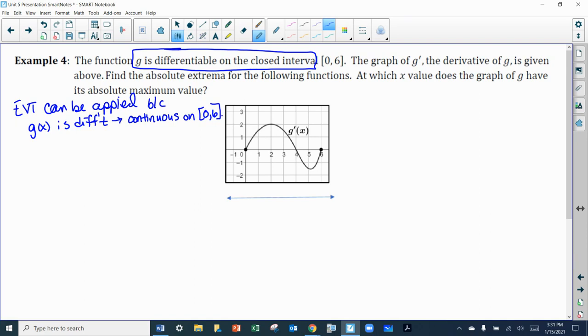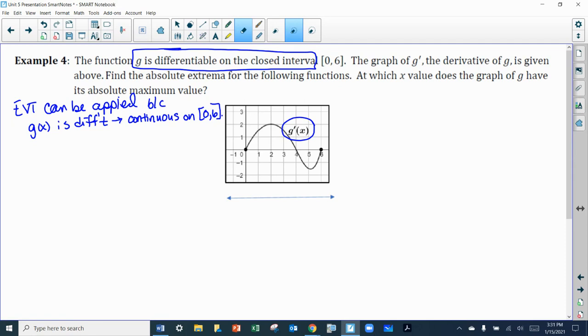The graph g prime, the derivative of g, is given. Find the absolute extrema for the following functions. At which x does the graph of g have an absolute max value? Remember, we are looking at the derivative graph. So this is not the absolute max. It's the absolute max of g prime, but we're asking for the absolute max of g.